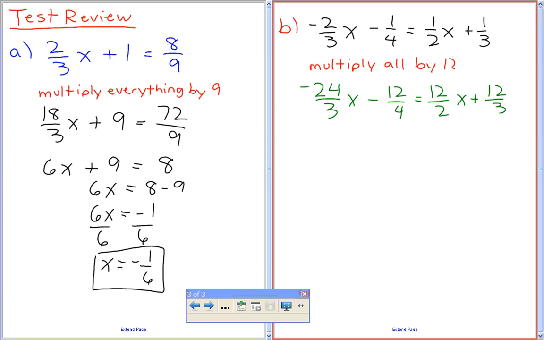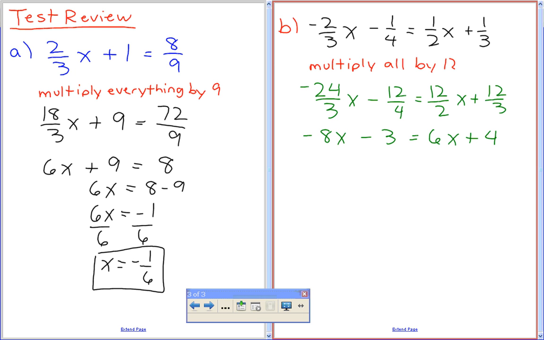Someone in the middle row. Can I volunteer, please? Austin, go ahead. So you're going to divide the top number and the bottom number. So it's negative 8x minus 3 equals 6x plus 4. Very good. Okay. Now we have whole numbers. That's what we wanted here.